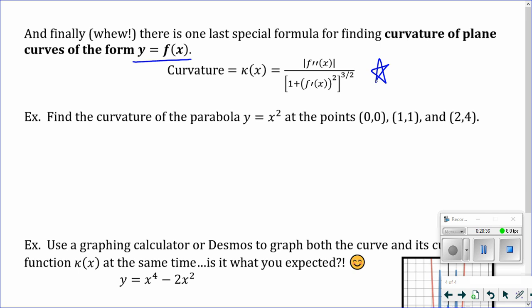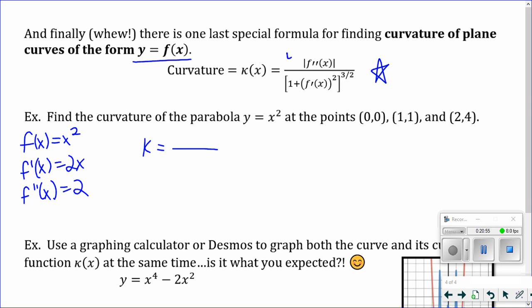All right, so my f of x is x squared. My derivative is 2x, and my second derivative is 2. Those are all the things I need for my formula. So my curvature k equals the absolute value of the second derivative, which is 2. On the bottom, I have something to the 3/2: 1 plus the first derivative squared. The first derivative was 2x, so if I square that, that'll be 4x squared. So this is my formula for the curvature.